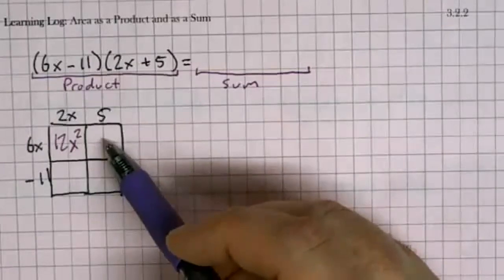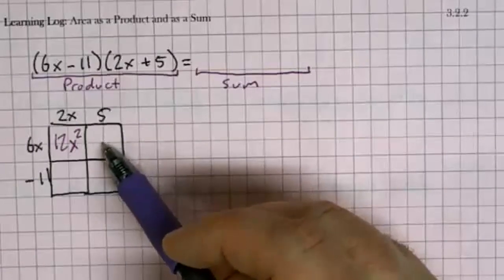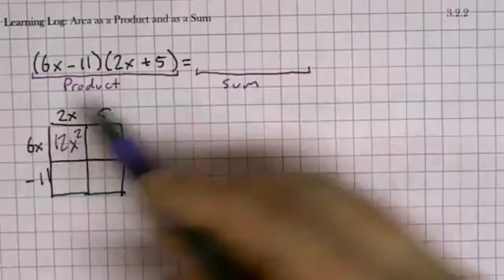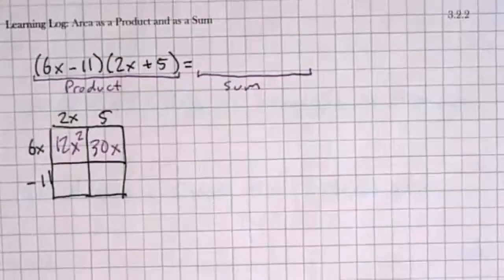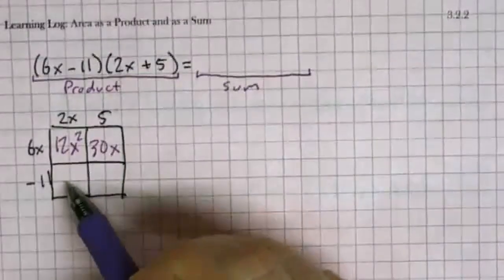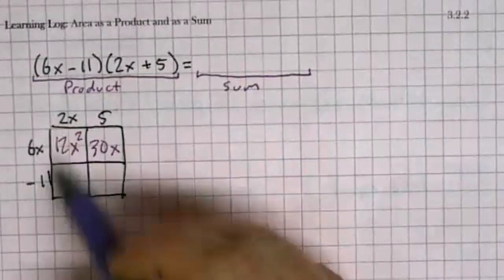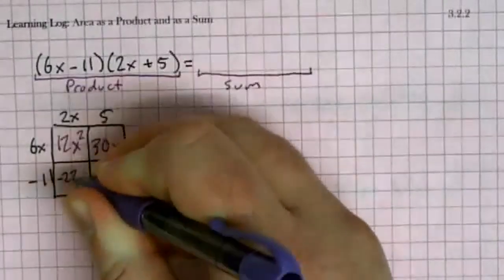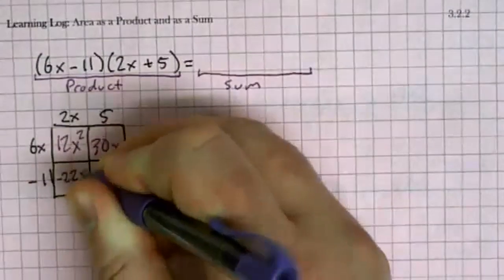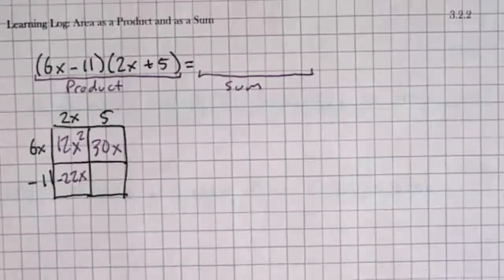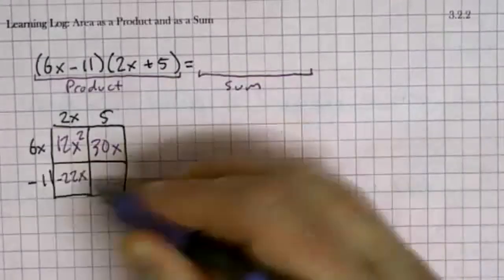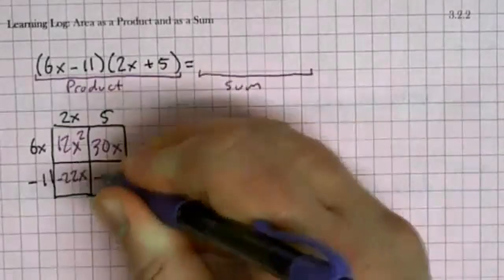Same thing, second corner, I'm going to go 6 times 5. 6 times 5 is 30. This just has an x. There's no x to multiply it by there, so it's just 30x there. Down here, I've got negative 11 times 2. Negative 11 times 2 is negative 22. There's an x up there, but none down there to multiply it by, so it's just negative 22x. And finally, we've got negative 11 times 5. Negative 11 times 5 is negative 55.